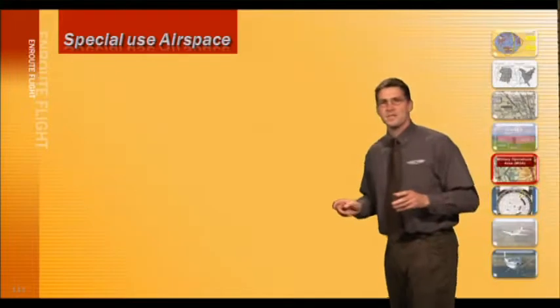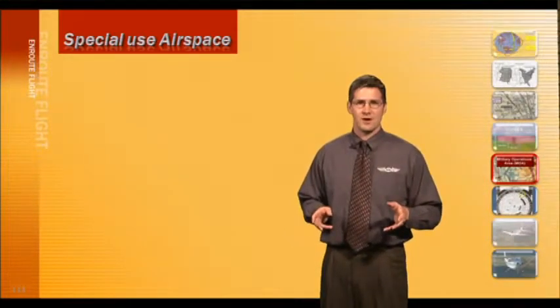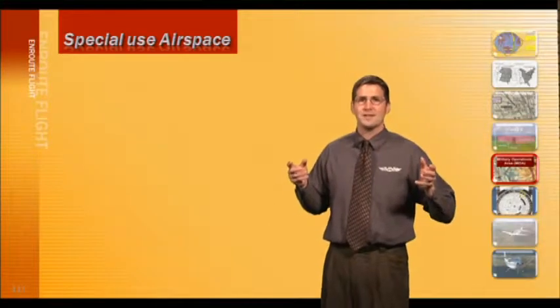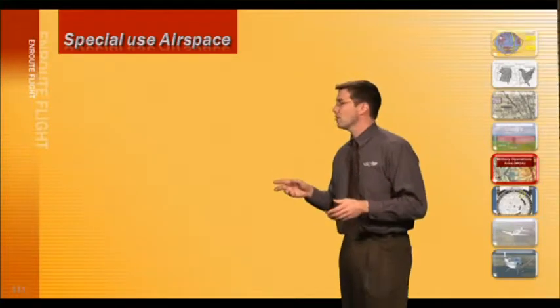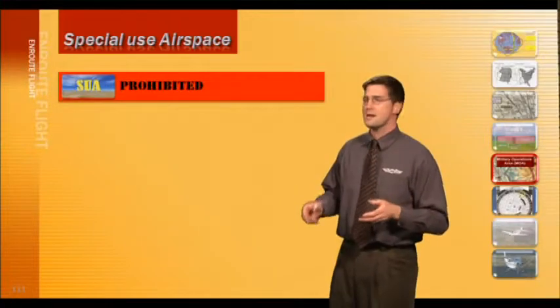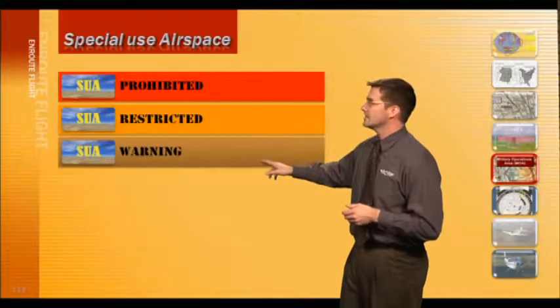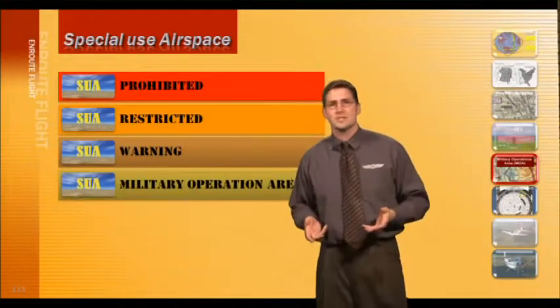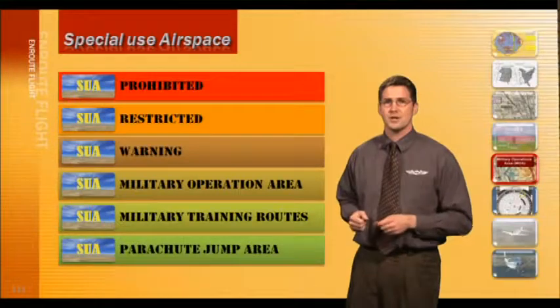Some types of airspace don't fall into the airspace classes that we've already discussed so far. They belong in a category of special use airspace because, as we'll see, they're designated for specific, unusual purposes, including military operations. We'll cover prohibited areas, restricted areas, warning areas, military operations areas, military training routes, and parachute jump areas.